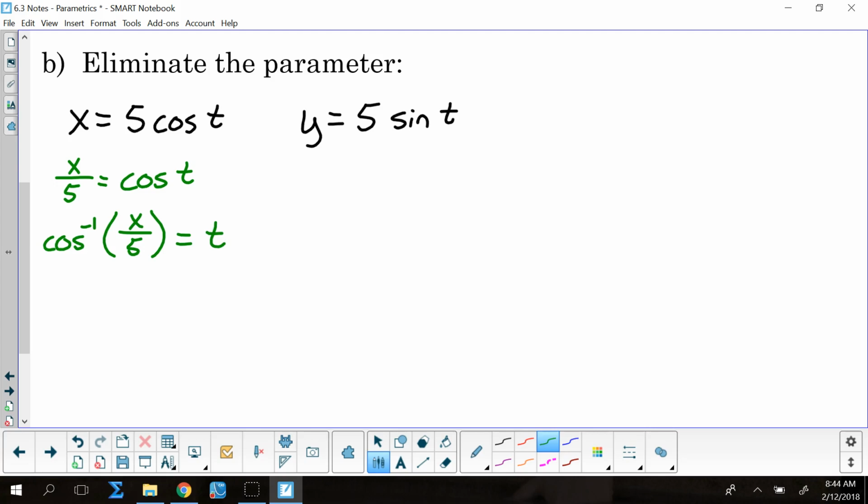Now in this particular one I switched theta and put it into t, since that's basically how you type it into the calculator. Now I'm going to take that and put it into my other equation. So y equals 5 times the sine of, now t here is the inverse cosine of x over 5.